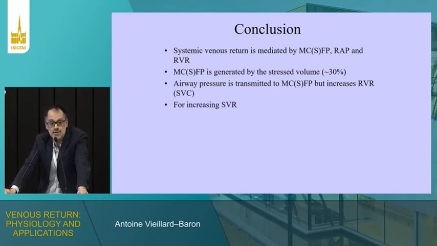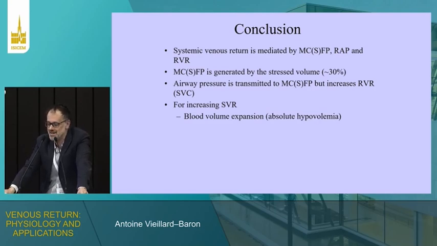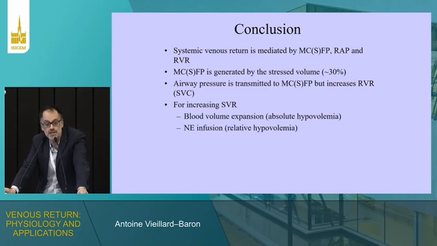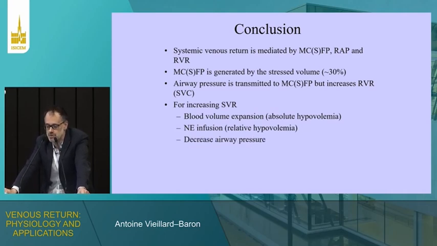And so for increasing the systemic venous return, you have two options. Either you give more blood. It's not very scientific to say that. Everyone knows that. But mostly, and this is the interesting point, when you have an absolute hypovolemia. If you have a relative hypovolemia, as we may have also in septic shock because of venodilatation, just infuse norepinephrine, and so it could support a more restrictive approach of fluid management in this kind of patient. You will also be able to increase the systemic venous return.